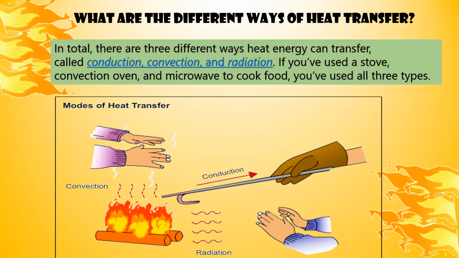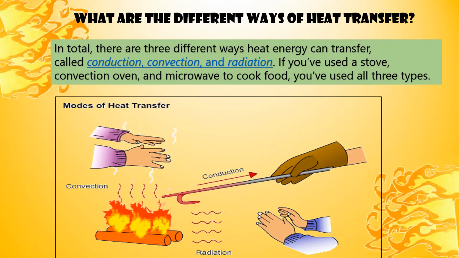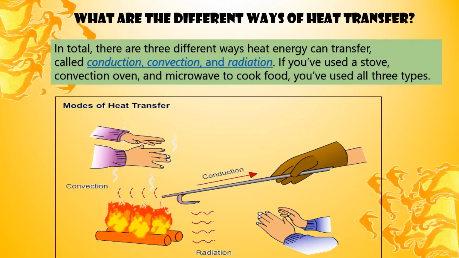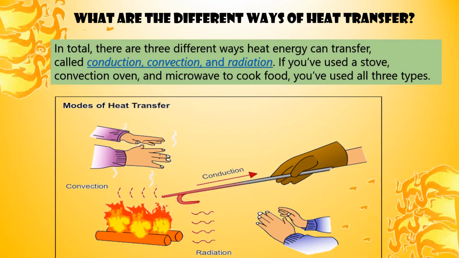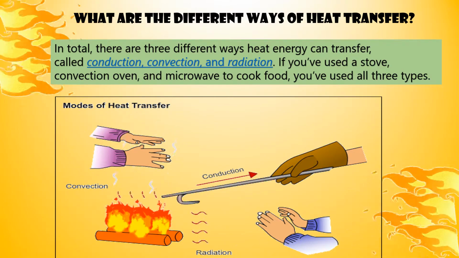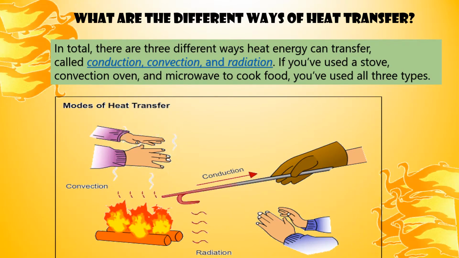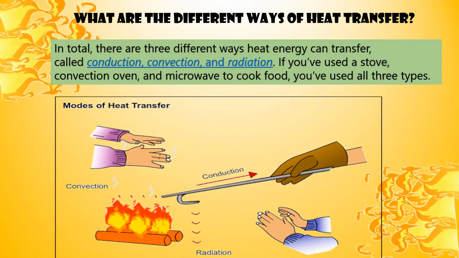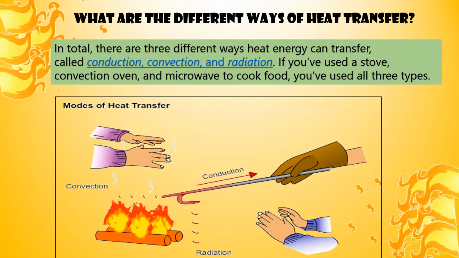And when you talk about convection, convection is the movement of the air. ठीक है, in total there are three different ways heat energy can transfer, called conduction, convection and radiation. If you have used a stove, convection oven and microwave to cook food, you have used all three types of heat transfer in your house.